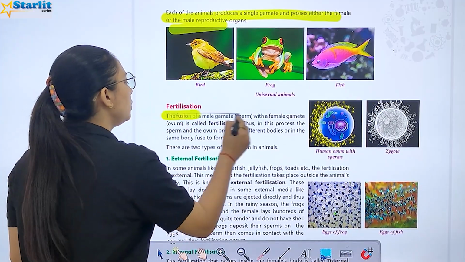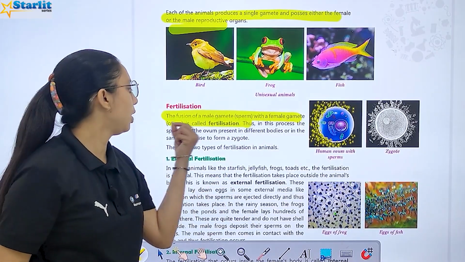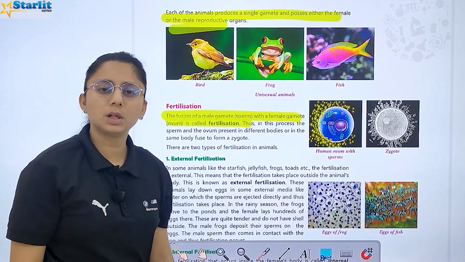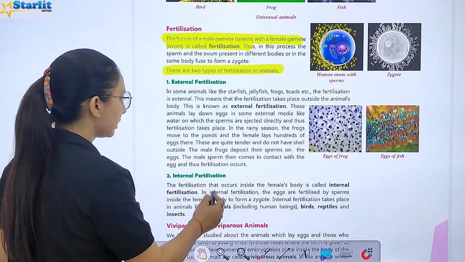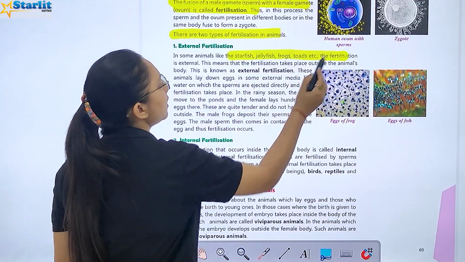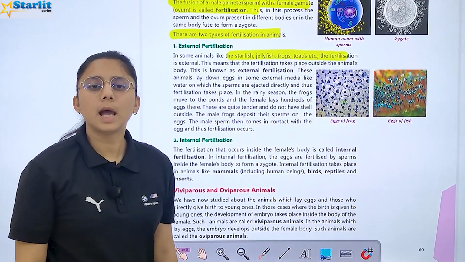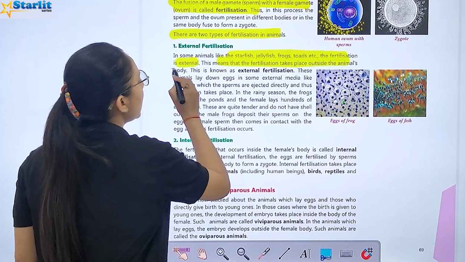Now fertilization, fusion of male and female gametes. जब हम sperm और ovum का क्या करते हैं? फ्यूजन करते हैं, उसको हम क्या कहते हैं? फर्टिलाइजेशन. There are two types of fertilization, एक external और एक internal. External जो बाहर होती है, जैसे starfish, jellyfish, frog, toads. यहाँ पे जो fertilization होती है वो external होती है. It means that it takes place outside the body.